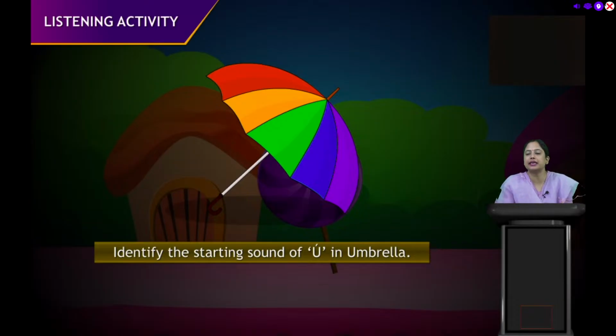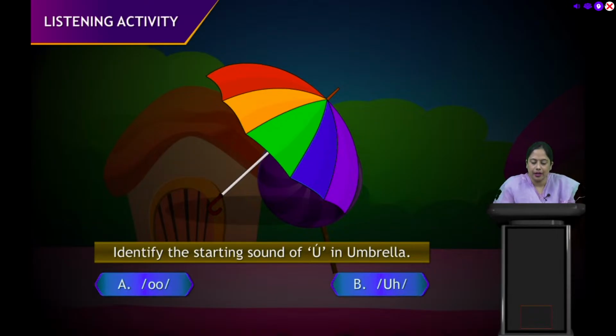So identify the starting sound of U in umbrella. Is it umbrella or is it umbrella? U or A? You've just heard the lady there. Very good. The right answer is B. It is umbrella. So U here in this word is pronounced as A. Umbrella. Okay?